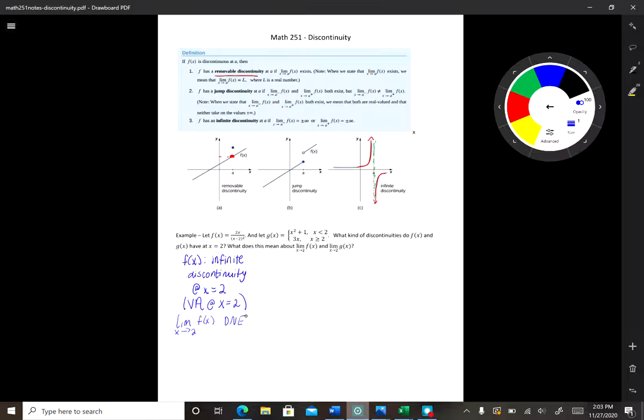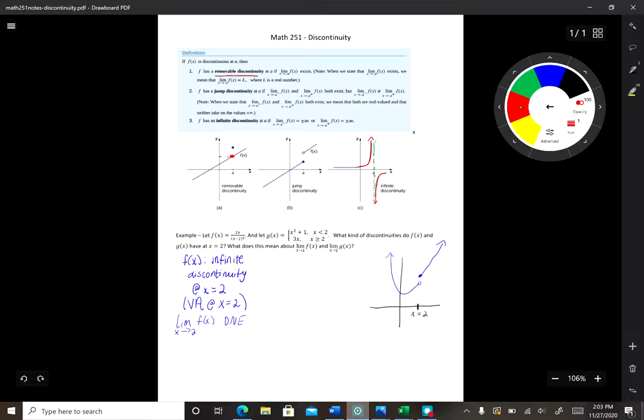All right, what about g of x? g of x is a piecewise defined function. If we were to graph this, the point that I care about is x equals 2. So if I'm less than x equals 2, my function is x squared plus 1, which will look something like this. And then I have an open circle here. And then after x equals 2, I have the function 3x, which would be something like this.